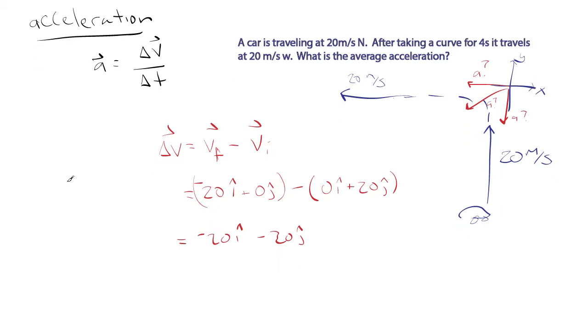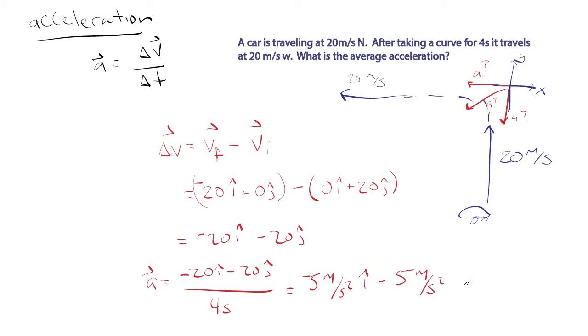So to get acceleration, I just need to divide that by time. Minus 20 i hat minus 20 j hat, divided by time, I said 4 seconds. So acceleration then, according to my math, is negative 5 meters per second squared in the i hat direction minus 5 meters per second squared in the j hat direction.